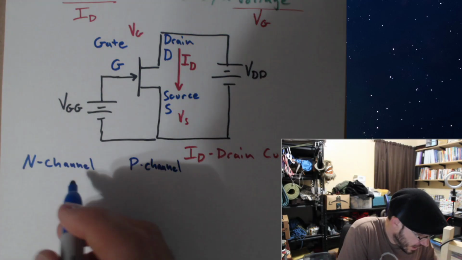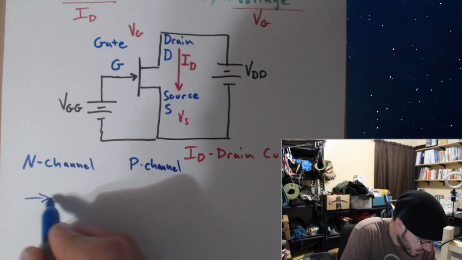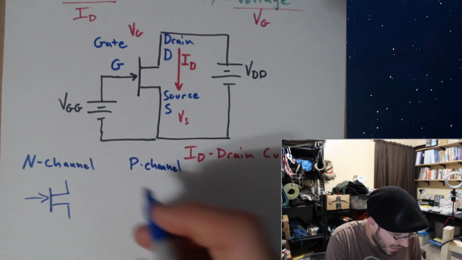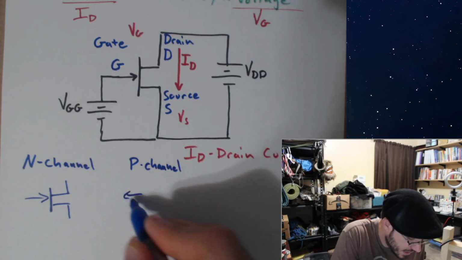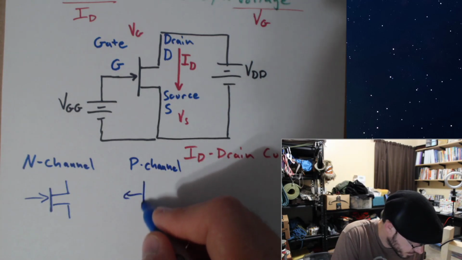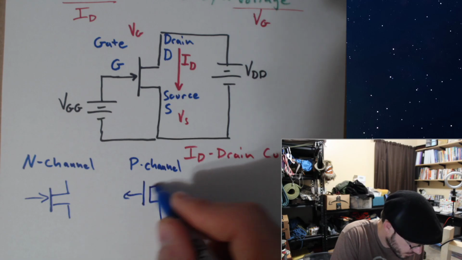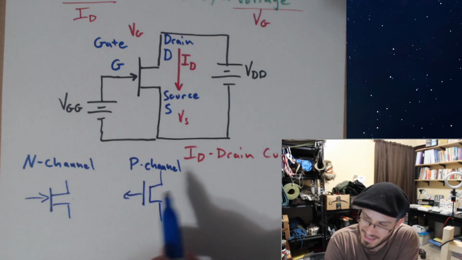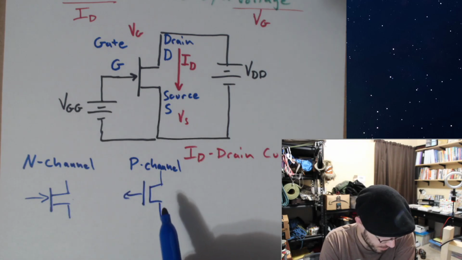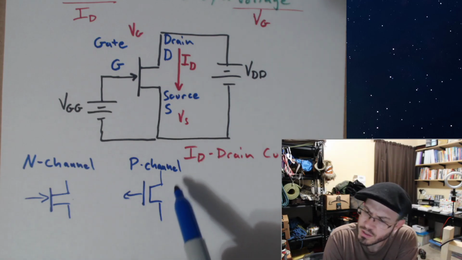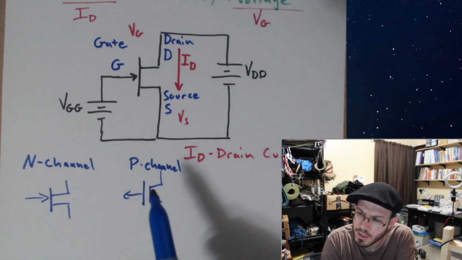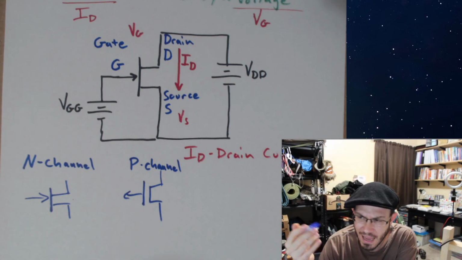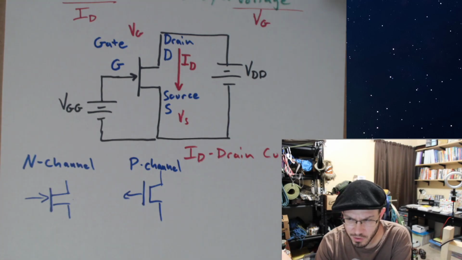Now, the N-channel FET looks like that, and the P channel just has the arrow facing the other way. And if we understand one, then understanding the other one is pretty straightforward. And we will spend a little more time looking at the P-channel MOSFET in a later class than we did at looking at the PNP transistor.